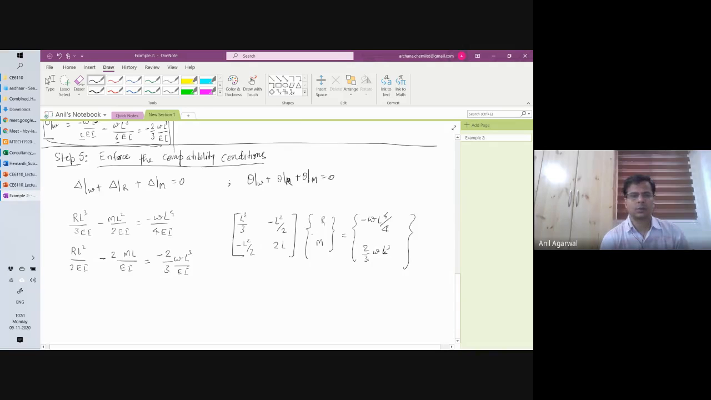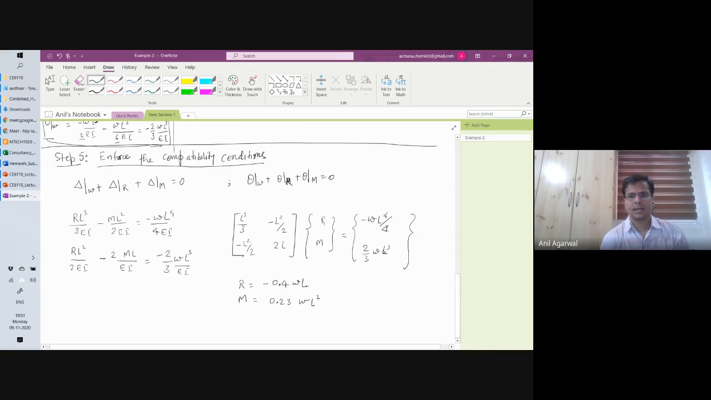These were just on both sides of the equation. And you can solve using this one. R turns out to be minus 0.4 times WL, and M turns out to be 0.23 times WL square.